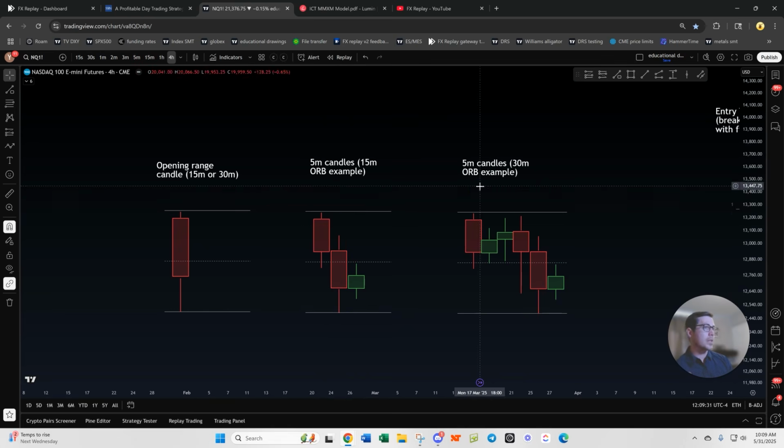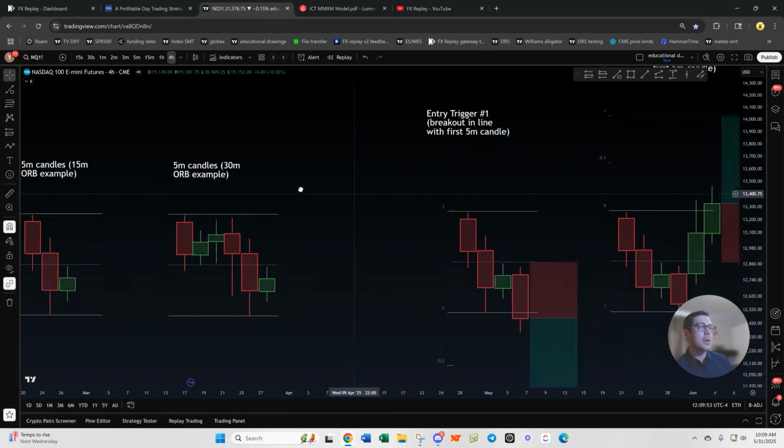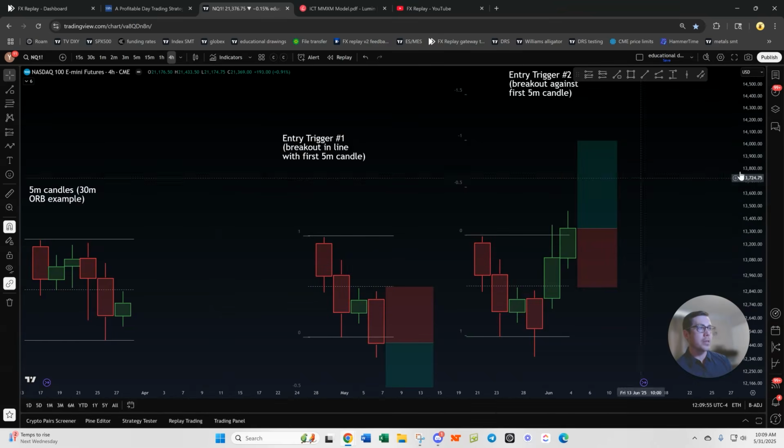Or for Asia and London session, maybe you're using a 30-minute. So you're obviously going to have 6 5-minute candles in that period. Could look something like this. And in both these cases, wherever the last 5-minute candle closes for the range, that would be your close on your 15 or 30-minute candle. So this is basically what the range would look like on the higher time frame, 15 or 30-minute, versus 5-minute. And so what do our actual entry triggers look like for this?